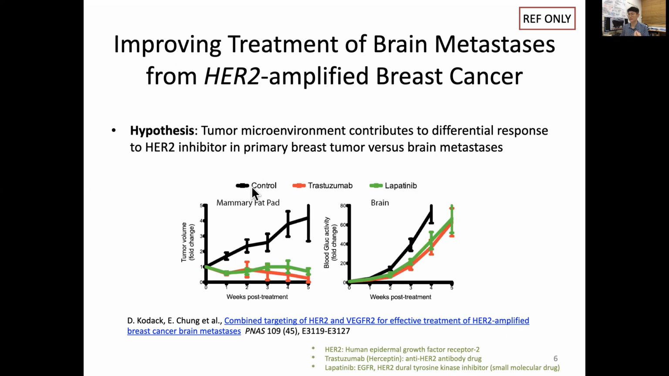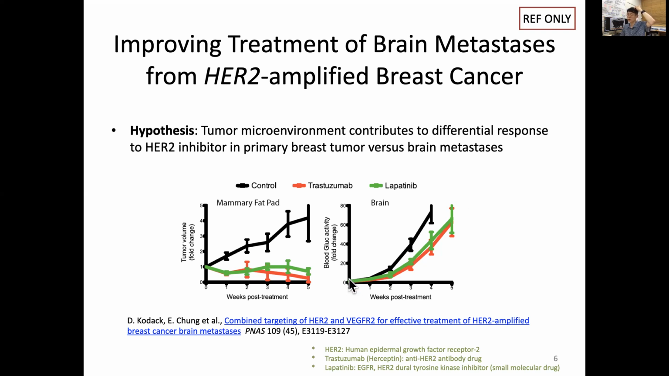So this control is a vehicle, and we have an anti-HER2 antibody, and we have another drug which blocks HER2 signaling, a small molecule drug. Look at this. The x-axis is time, the y-axis is tumor volume. In this model of breast tumor growing in the breast of the mouse, you can see the tumors are growing over time, but with these specific treatments, the tumors are not growing or are controlled, which is good news. However, the same tumor cells are implanted into the brain, so-called mimicking a brain metastasis model.